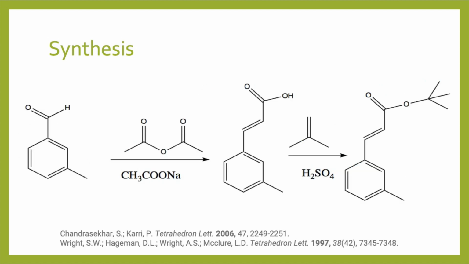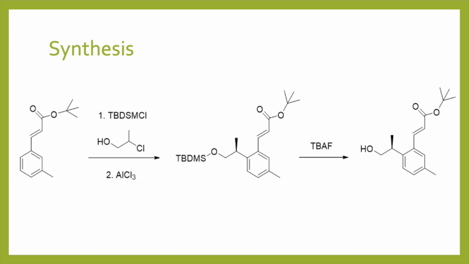The third step is known as the Perkin reaction, which converts an aromatic heterocyclic aldehyde into an alpha-beta unsaturated acid. The fourth step adds a protecting group to the alcohol. Both mechanisms for these two steps will be explained later on in the video. In the fifth step, the alcohol in 2-chloro-1-propanol will first be protected with TBDMS chloride. This is done first, so the AlCl3 that is then added will attack the chloride instead of the alcohol.